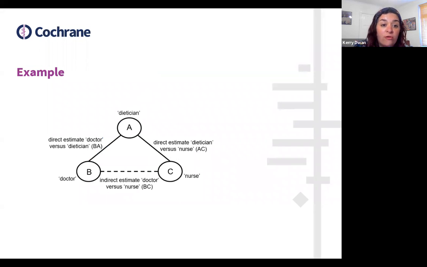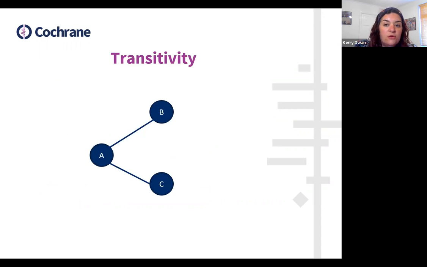An example given in the Cochrane handbook is one trial that compares doctor versus dietitian and another that compares dietitian to nurse. And indirectly, we can actually compare doctor versus nurse. So the validity of an indirect comparison requires that the different sets of randomized trials are similar on average in all important factors other than the interventions being compared.